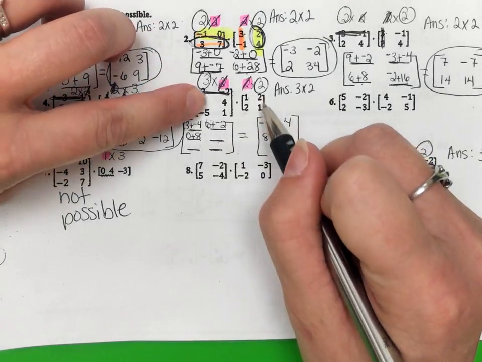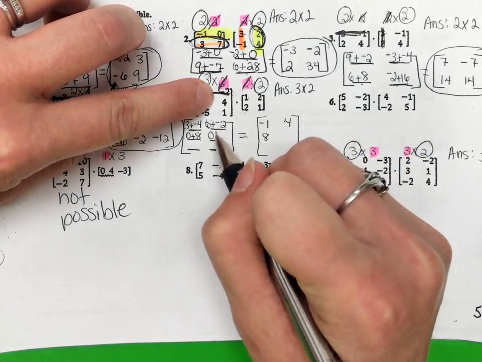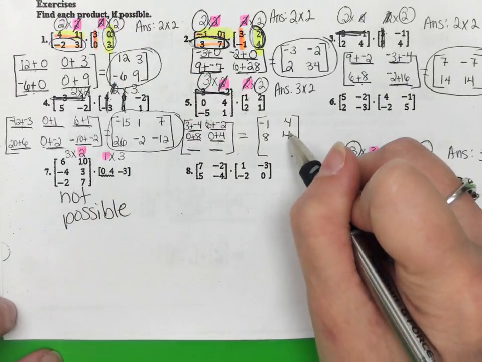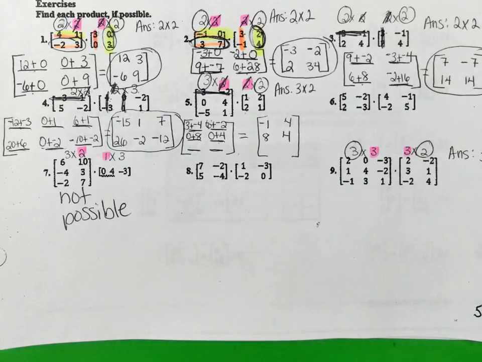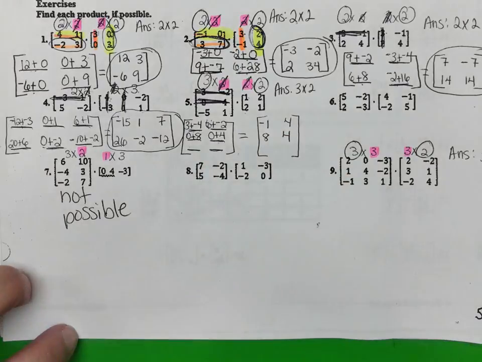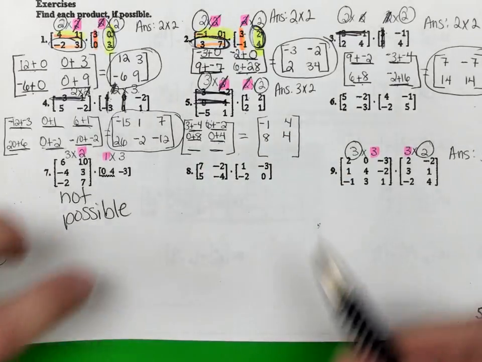0 times 2 is 0. 4 times 1 is 4. So 0 plus 4 is 4. All right, so we're down to the second column, second row, excuse me. Last one, you ready?